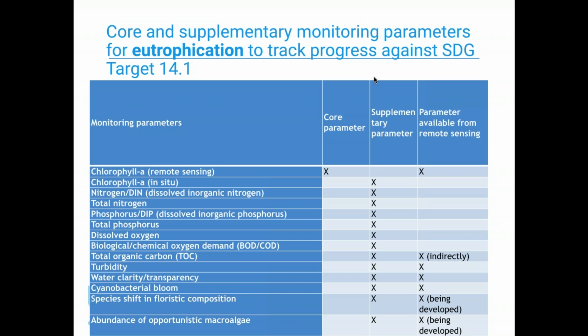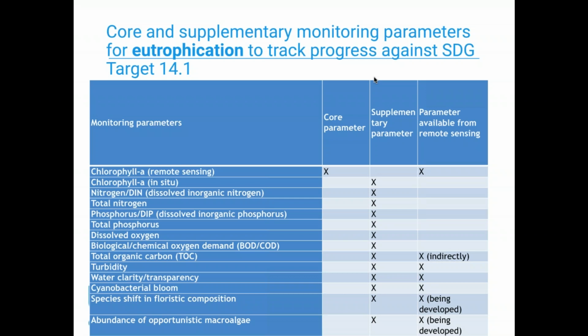reporting on indicator 14.1.1. The core parameter is only one, as mentioned a few seconds ago, which is the chlorophyll A. This parameter is available from remote sensing, which is a clear advantage for most countries, especially because of the global scope of this work.